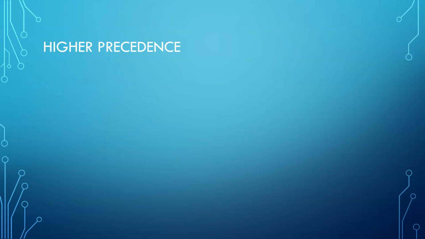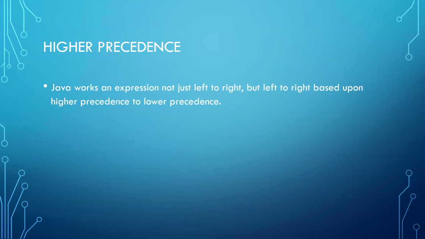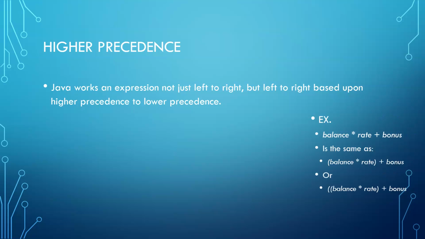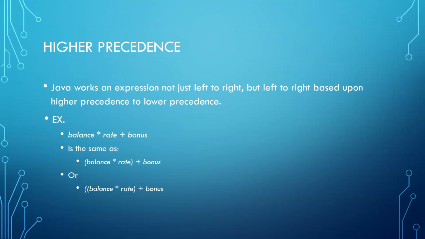So how does this relate to higher precedence? Well, Java will typically work an expression not just left to right, but left to right based upon higher precedence to lower precedence. It's just like the order of operations we're familiar with in math. So for example, balance times rate plus bonus is the same as parentheses, balance times rate, parentheses, plus bonus. So ultimately what Java is doing is putting parentheses around everything in order to say, hey, this is going first, then this is going second, and so on.